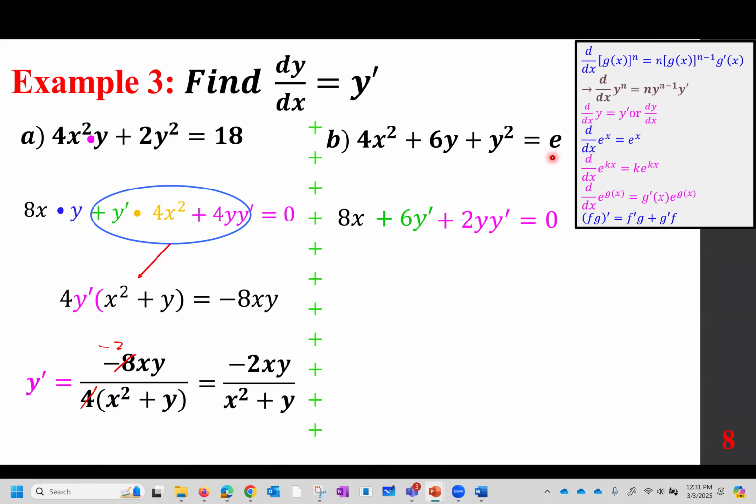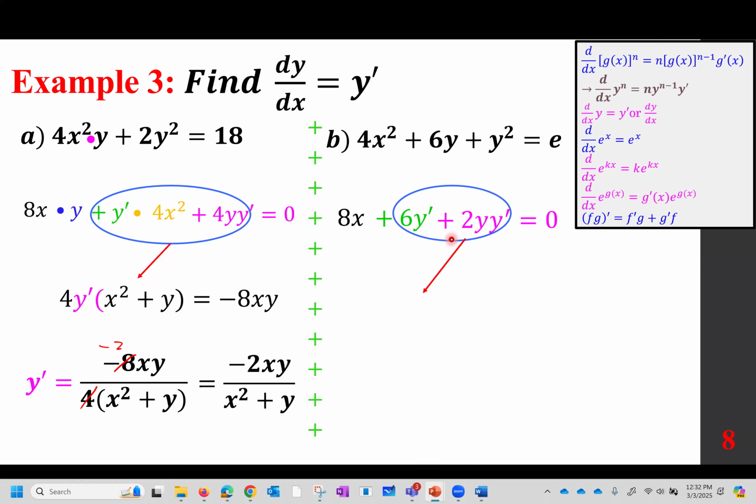Please understand the right side is a number. Doesn't matter, e, pi, or any other number. Again, to solve for y prime, we put these two together and we move 8x. 8x moves and becomes negative on the right side, negative 8x.